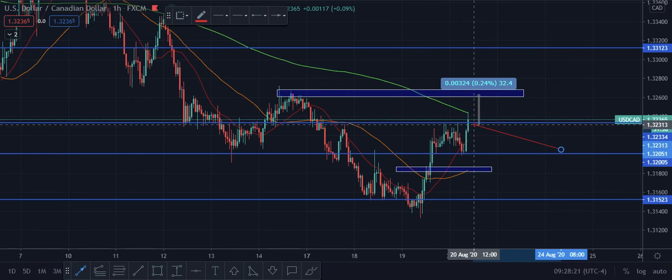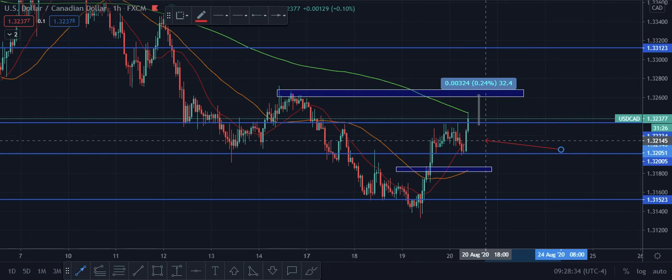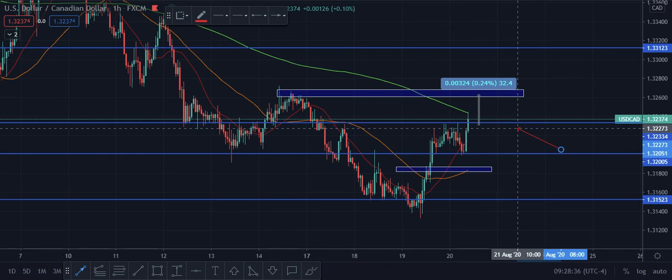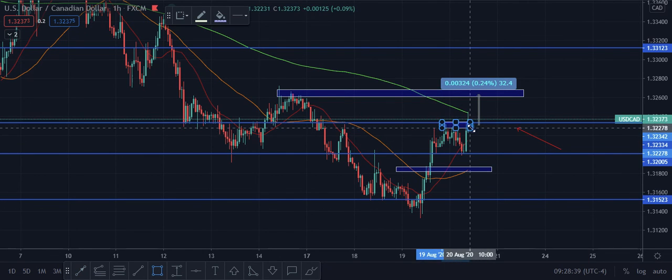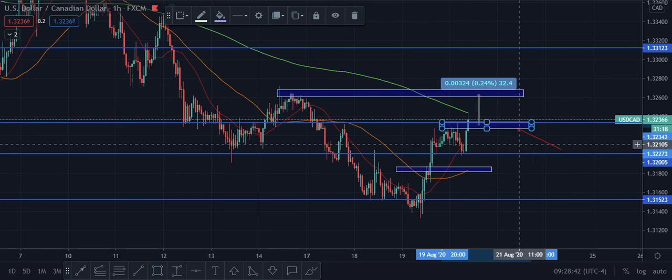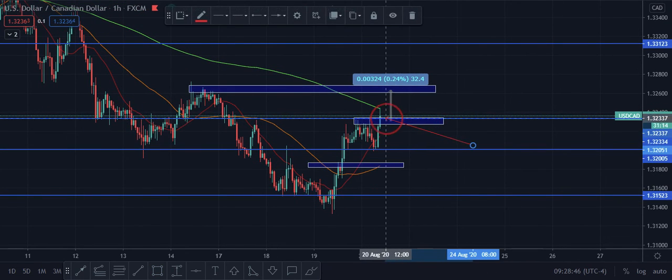Now, we could get a little deeper correction. We may come back into this region. This would be very ideal as well. At least give us another opportunity to load up to go higher. All right, so anyway, we're going to be patient, and we're going to just wait for price to come back down into this zone for us to look for buying opportunities to go long, okay?